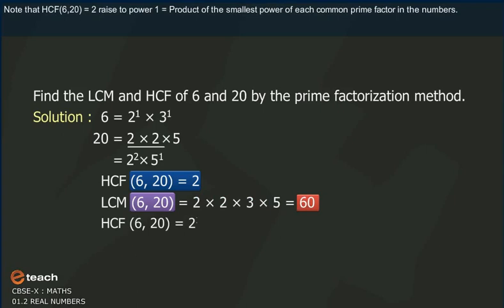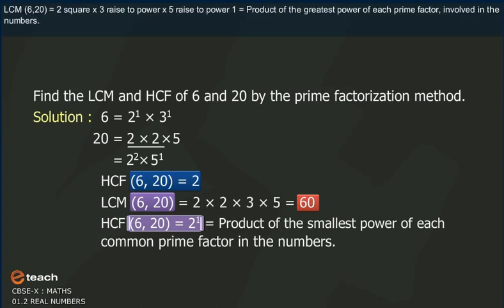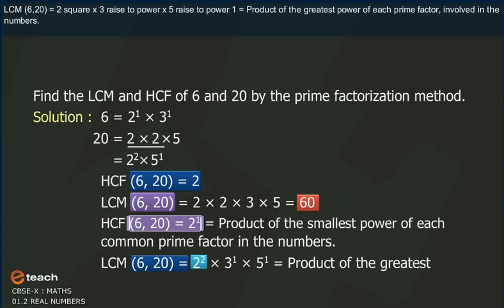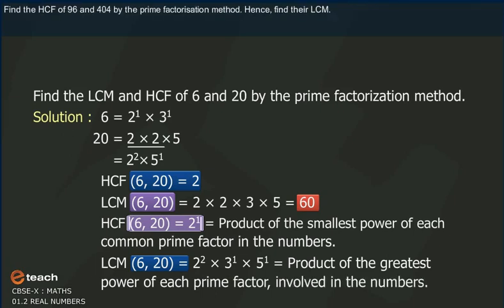Note that HCF of 6 and 20 is equal to 2 raised to power 1, the product of the smallest power of each common prime factor in the numbers. LCM of 6 and 20 is equal to 2 square into 3 into 5, the product of the greatest power of each prime factor involved in the numbers.